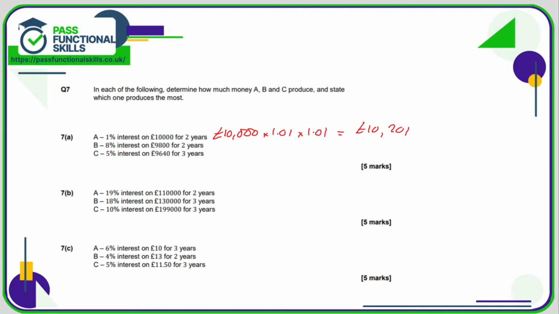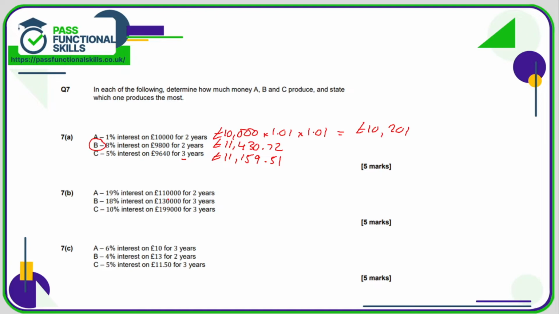10,201. The calculation for B is going to be 9,800 times 1.08 times 1.08, and that comes to a total of £11,430.72. And for C, it's 9,640 times 1.05 times 1.05 times 1.05 because it's 3 years, so it's 3 lots of the 1.05, and that comes to a total of £11,159.51. It doesn't really matter about the rounding because we can clearly see that B is the most.